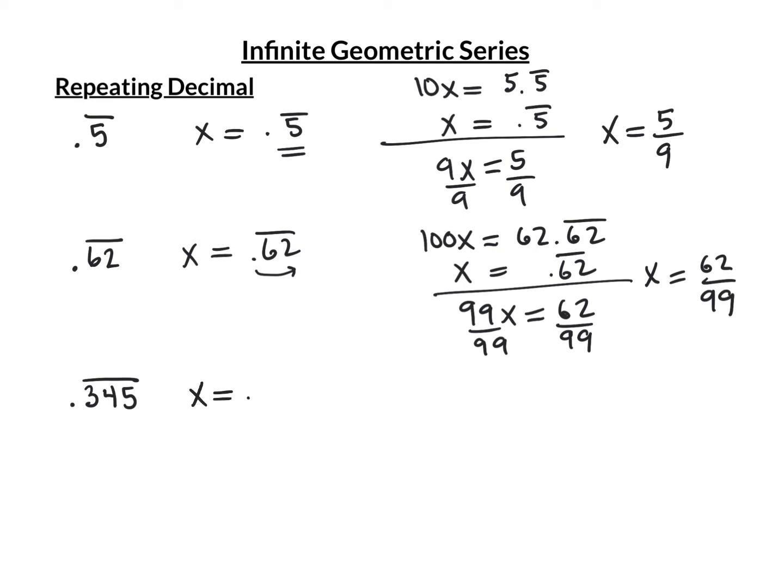One last example. I'm going to call x equal 0.345 repeating. I'll multiply both sides by 1,000 because I have 3 places that repeat. 1,000x equals 345.345 repeating. Write the other equation underneath.